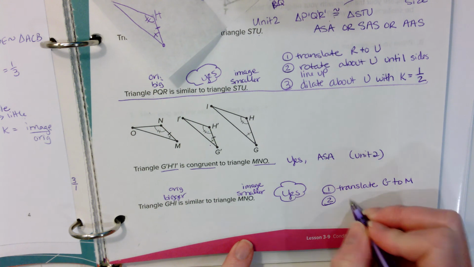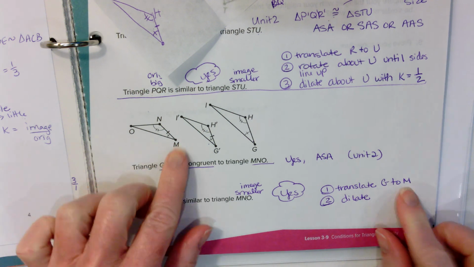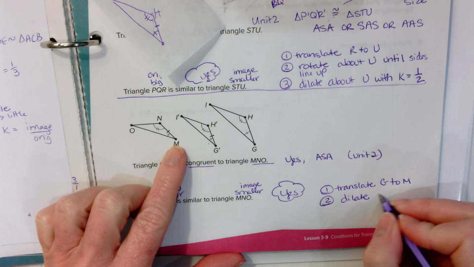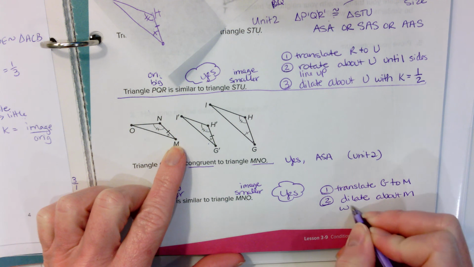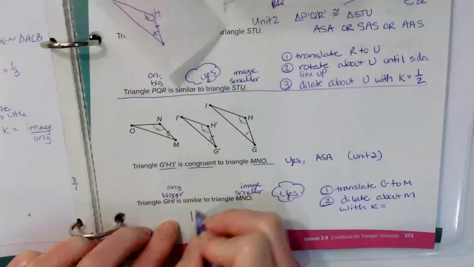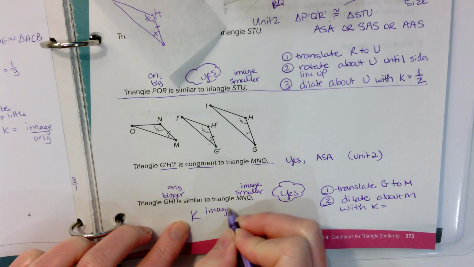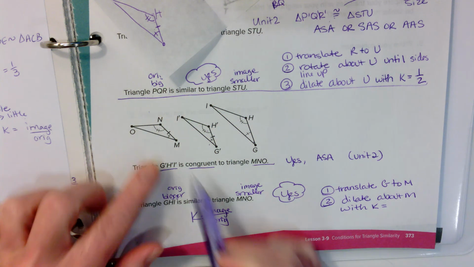And then I'm going to dilate. Now this is where our words would be different, because right now I'm at M. So I would dilate about M. That's my center. That's where I'm lined up with scale factor. So now remember, my image over my original. So in this case, you guys, I don't have any image sides. I'm not given any of these.